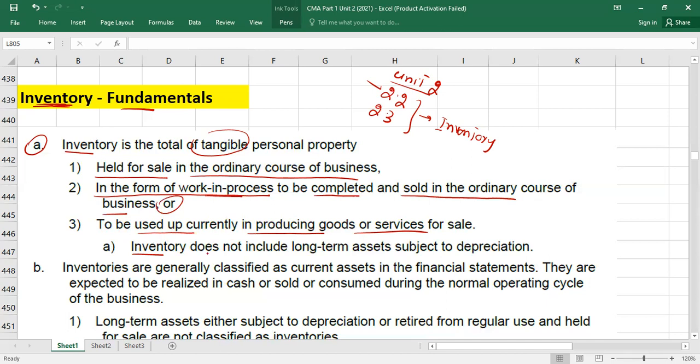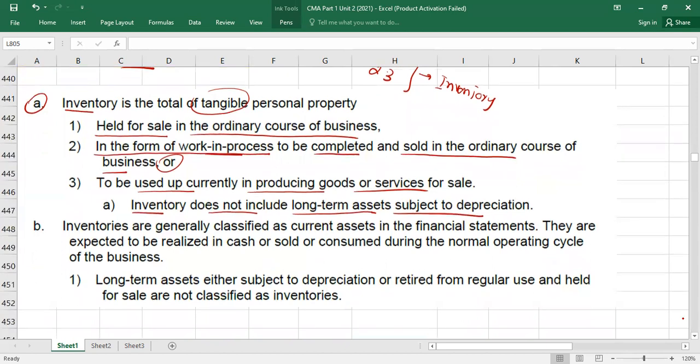So inventory does not include long-term assets subject to depreciation. What does long-term asset mean? Sometimes you might have property, plant and equipment, which are subject to depreciation. And obviously we depreciate only those assets which we are using in our business. We are not keeping those assets for sale in the ordinary course of business. This is the point you have to remember.